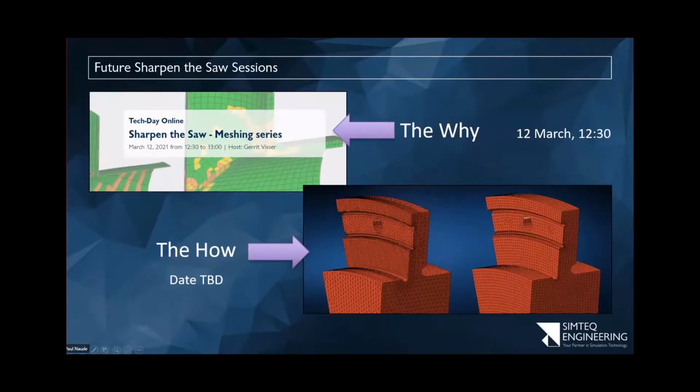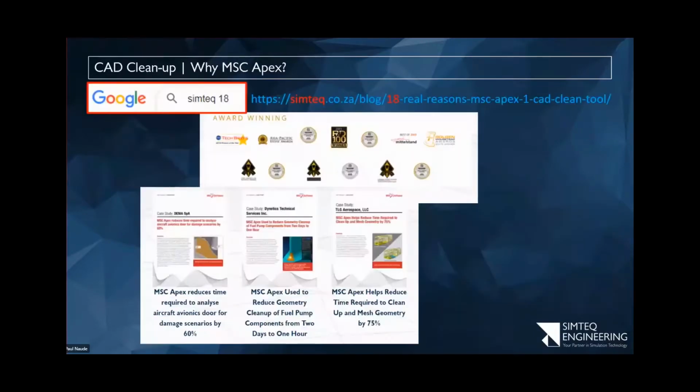Before we start with our session, I'd like to draw your attention to the Sharpen The Saw meshing series that Gerrit Visser presents. His next session is on the 12th of March at 12:30, and he essentially covers the why of CAD Clean-up and why we need a quality mesh, etc. And then in the next session, we haven't finalized the date yet, I will handle how to do some of these mesh preparations in MSC Apex. I've shown some examples here of a refined TET mesh as well as a hex mesh of a quite complex part, and we will deal with how you can prepare your CAD for that. But on the agenda for today is specifically focusing on CAD cleanup.